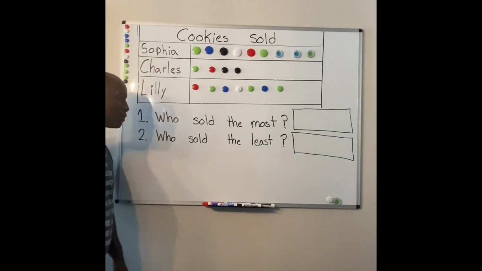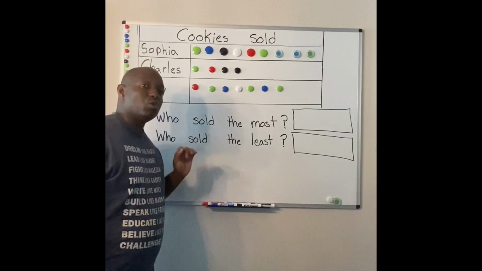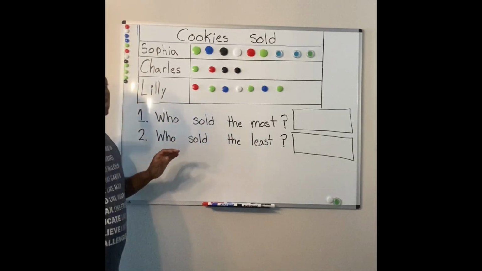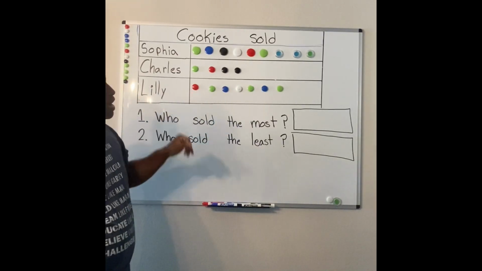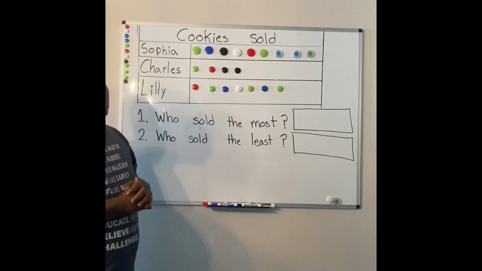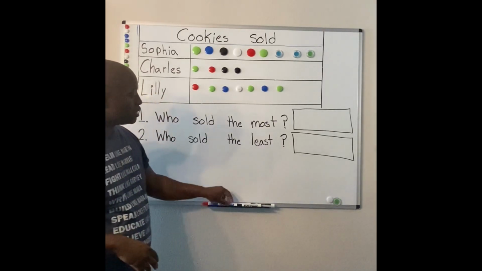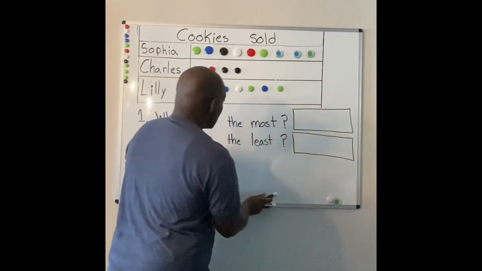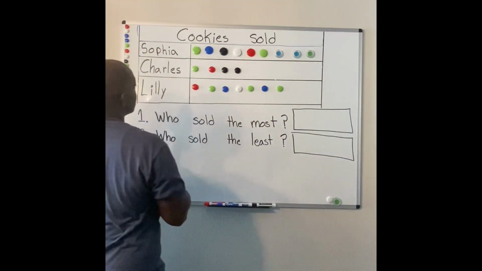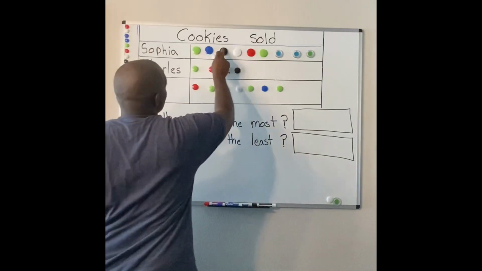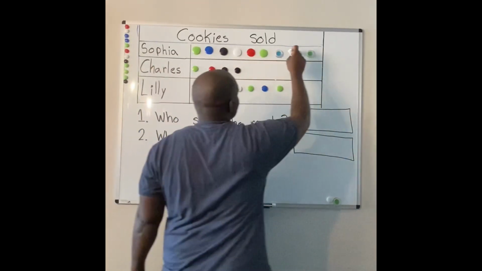Okay, here we go. First thing you need to do when you see graphs and you're manipulating data or working on graphs, you need to count and label. I don't want you to ever have to recount. So the first thing I'm gonna do is count and label. So I'm gonna look up here and start with Sophia. 1, 2, 3, 4, 5, 6, 7, 8, 9.